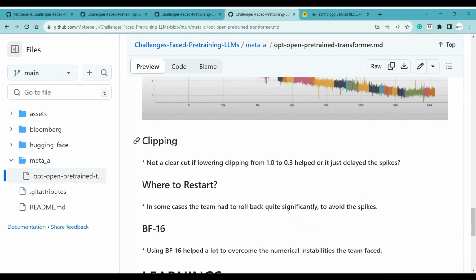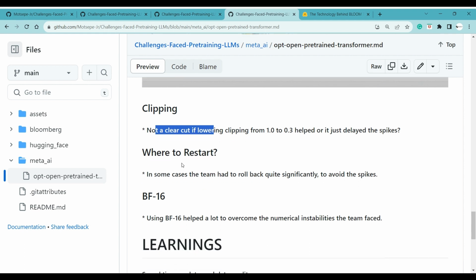Then clipping. They said that it was not clear-cut whether it was necessarily helping, going from 1.0 to 0.3, or if it just delayed the spikes. They were not sure, because like I said, these people were trying a lot of things, so sometimes they are not necessarily sure what helped.